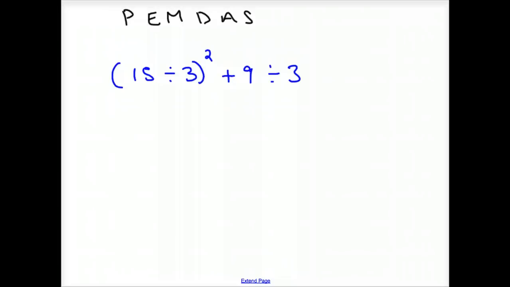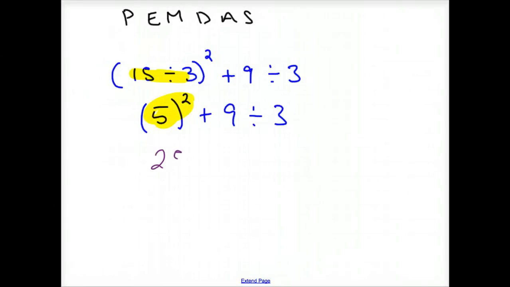We have parentheses. In my parentheses I have 15 divided by 3. 15 divided by 3 is 5. And again, I'm going to rewrite the rest of the problem to help me keep organized. Organization is key. I have parentheses. Nothing I can do inside my parentheses, but I do have exponents. Here I have 5 squared. 5 squared is 25 plus 9 divided by 3.